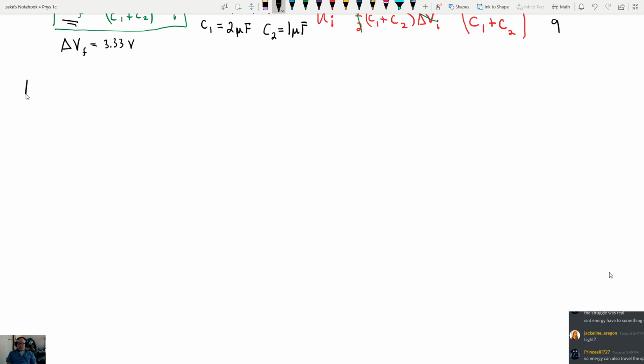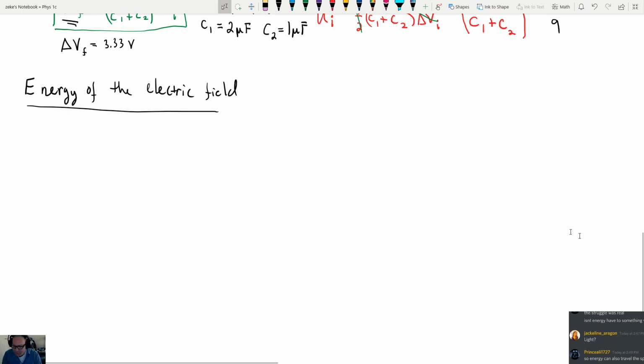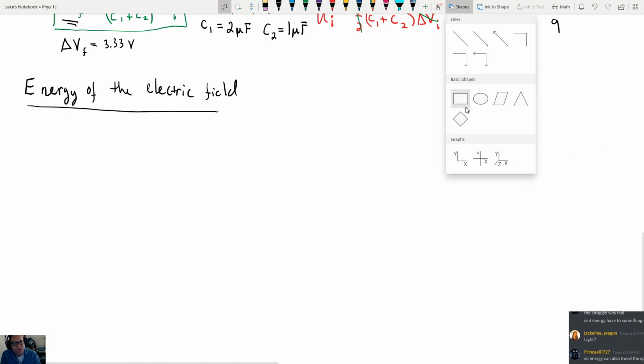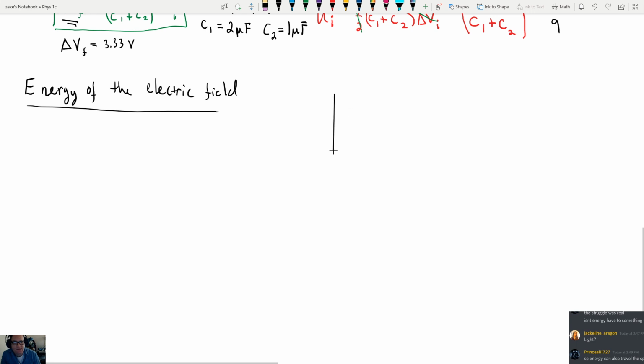Okay, we're next going to talk about the energy of the electric fields. In order to do this, we're going to use a capacitor. We've already said that you can store energy in a capacitor. So what we're going to do is try to connect the energy of the capacitor to the energy that the electric field itself stores.